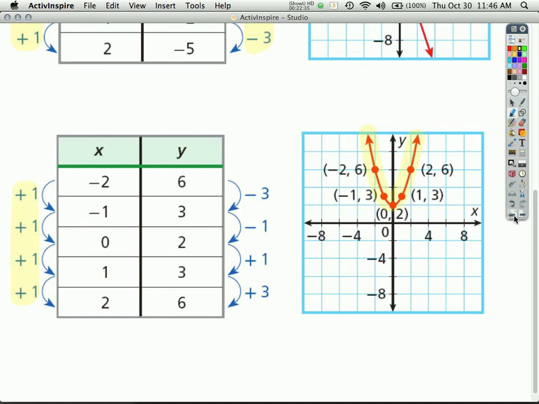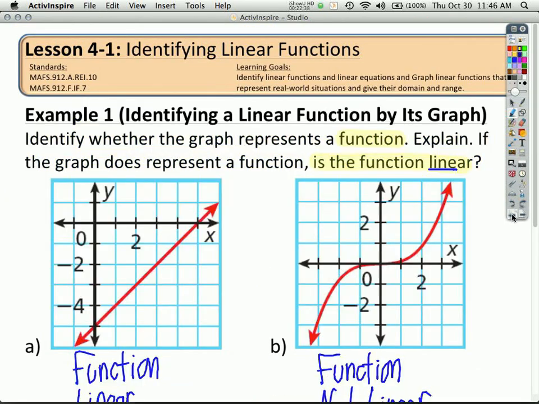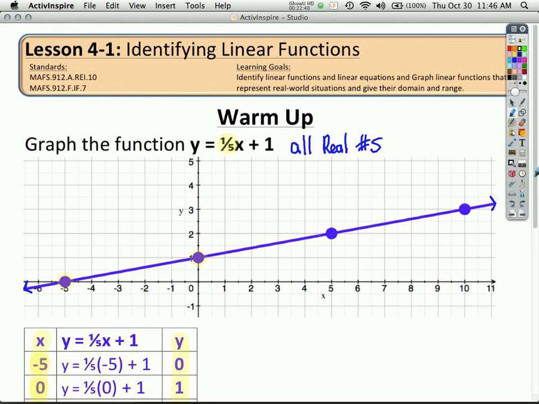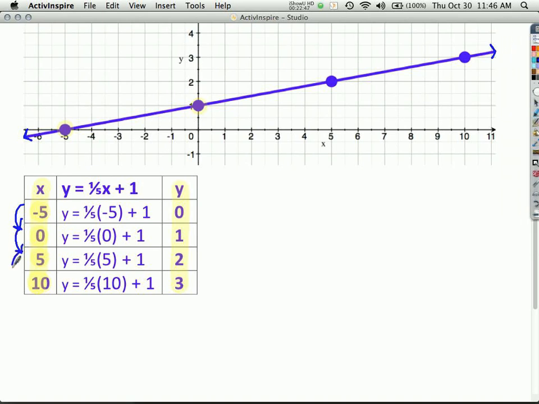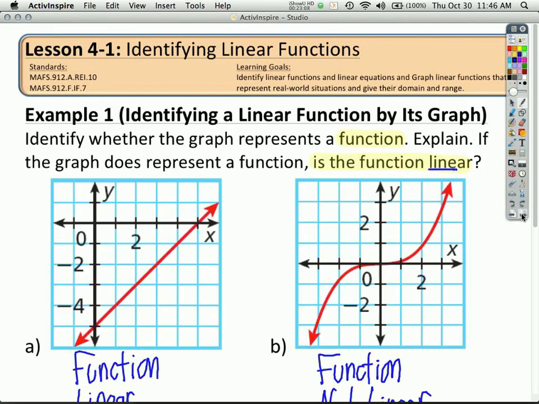Also, the change in the x's could be different. Look at the warm-up. Look at what the change was in the x's in the warm-up. +5, +5, +5. Doesn't matter as long as it's the same every time. Look at the y's. +1, +1, +1. Linear. So we can show it a whole bunch of different ways. Any questions about that?